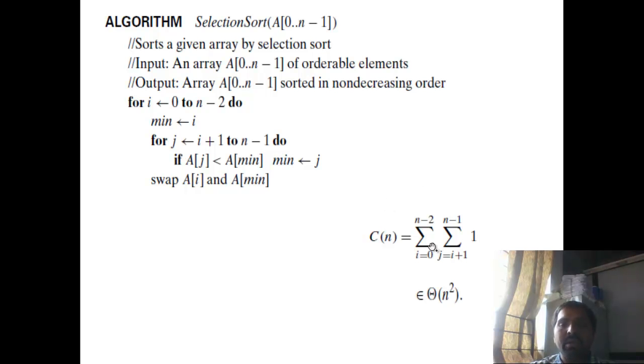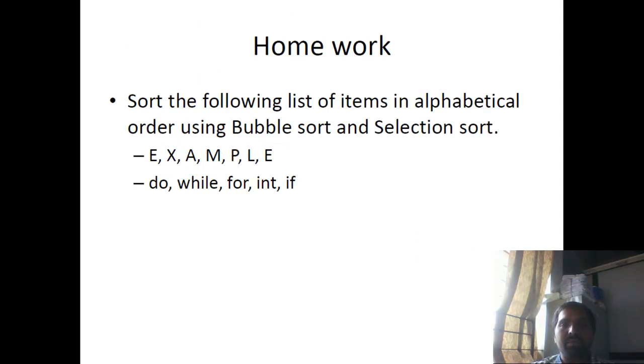Here also it takes the number of comparisons like bubble sort. To get the minimum element in the first pass, it will take n minus 1 comparisons, and in bubble sort also it will take n minus 1 comparisons. So that is the way we can follow it. Bubble sort and selection sort are brute force approaches.